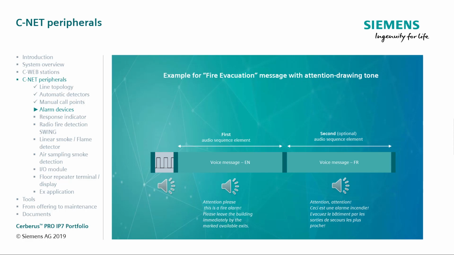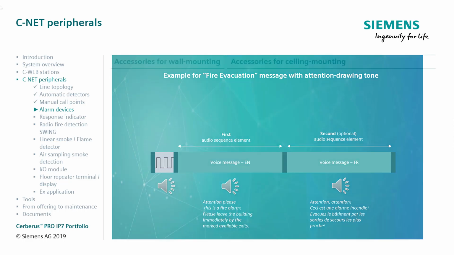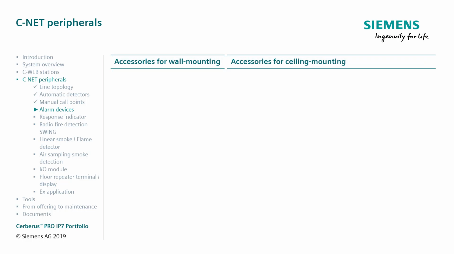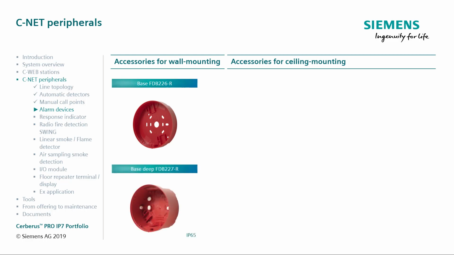The full sequence is repeated until the alarm is acknowledged or reset on the fire alarm panel's operating terminal. Moving on, here is an overview of the accessories for alarm devices. For wall-mounted devices, a flat base is available. This is used to thread the cable through the base bottom. The deep base is used to thread the cable through the base bottom or through the side. It has a cable gland and falls under the IP65 protection category. Both bases for wall-mounted devices are available in red and white.